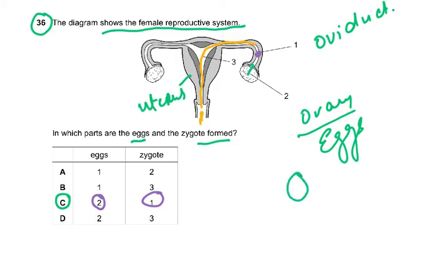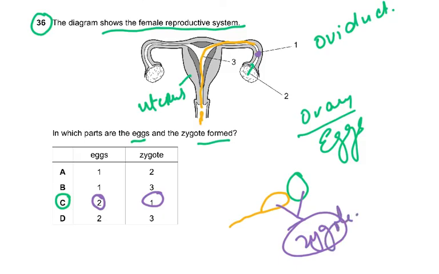So this is the ovum, this is the sperm, and when they fuse, what is formed? A zygote is formed. And the zygote is formed in the oviduct. So that's why it was 2 and 1. The answer was C.